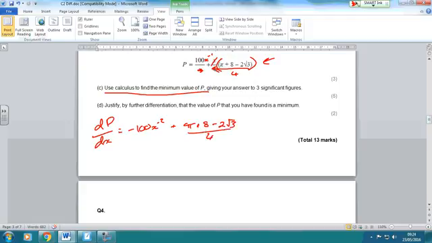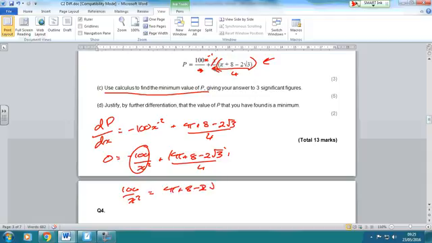So that's differentiated. We then set it equal to 0 for another mark. So 0 equals minus 100 pi over x squared plus pi plus 8 minus 2 root 3 all over 4. I'm going to stick that in brackets. And then we've got to solve that. So let's bring this over to the other side. So 100 over x squared equals pi plus 8 minus 2 root 3 over 4.